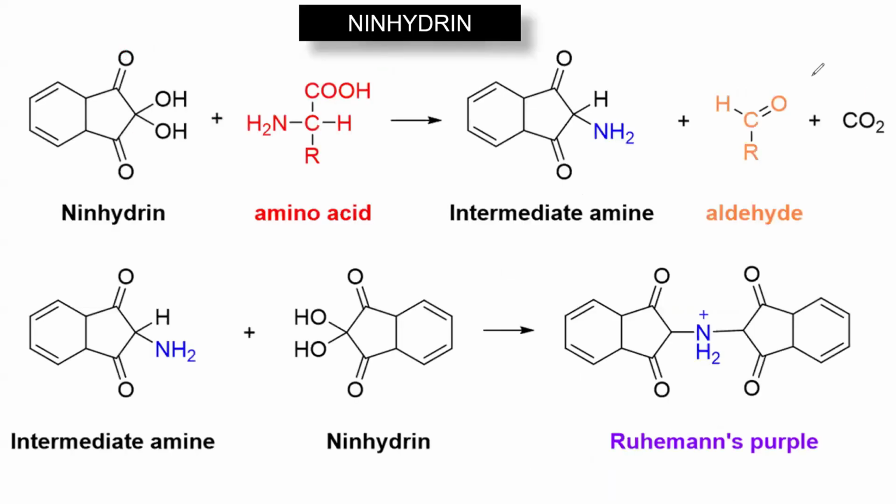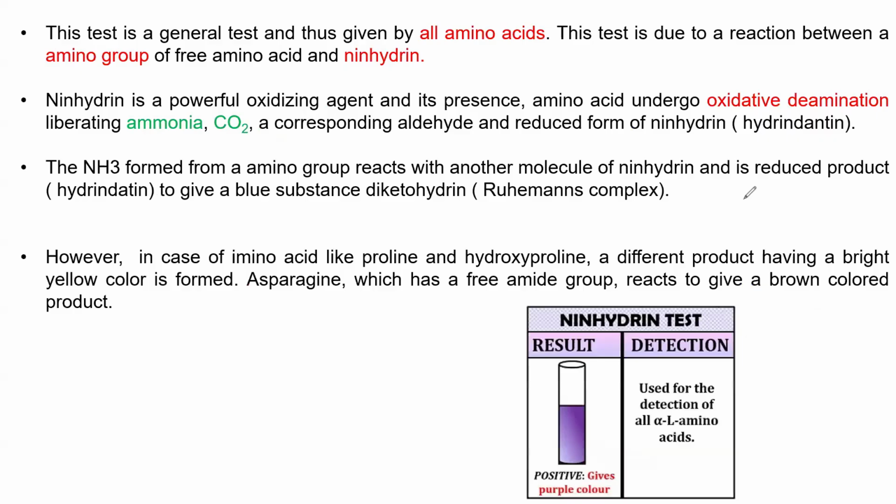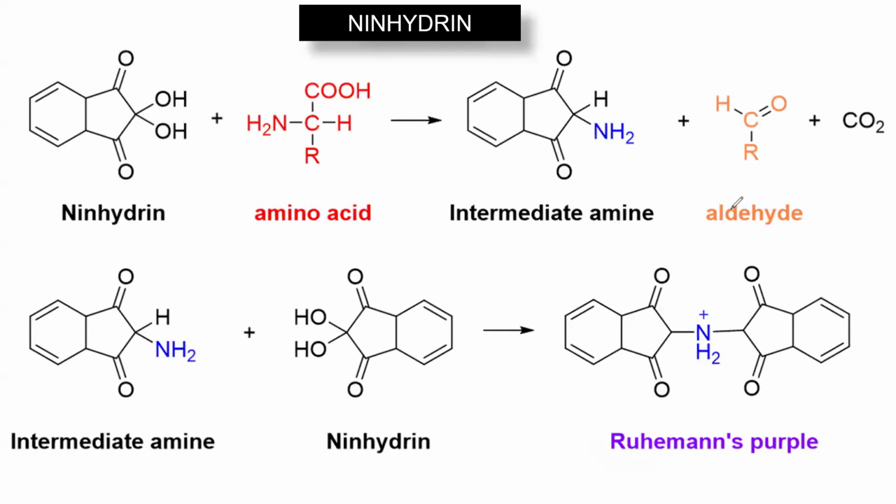So this is the reaction. First, ninhydrin reacts with the amino acid to form an intermediate amine called hydrindantin, plus aldehydes and carbon dioxide. This intermediate amine will then react with another ninhydrin to form Ruhemann's purple color complex. So whenever you observe the purple color, it means that the amino acid is present in the given solution. So that is the ninhydrin test.